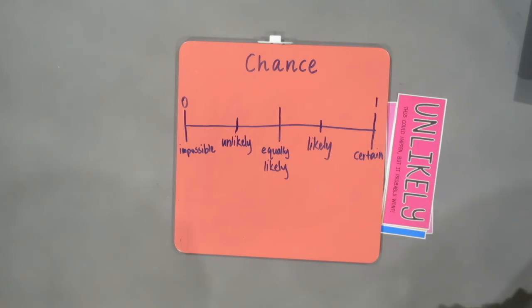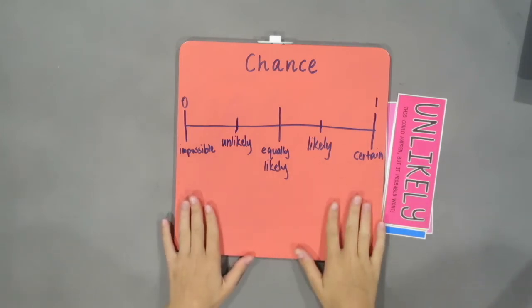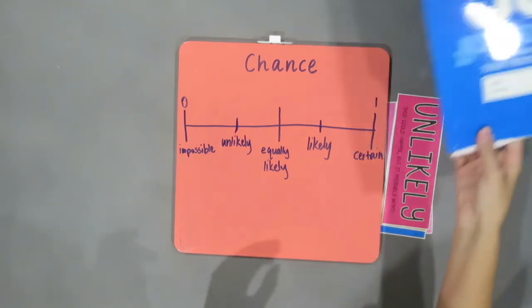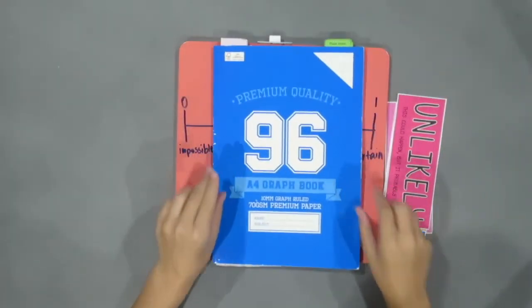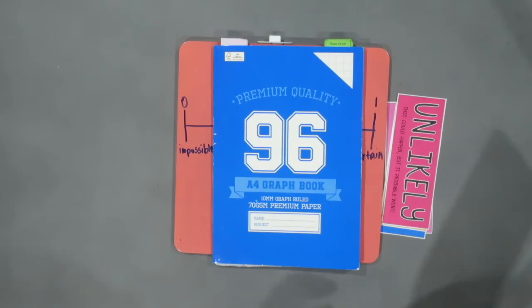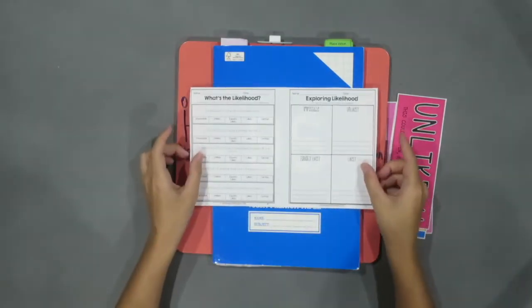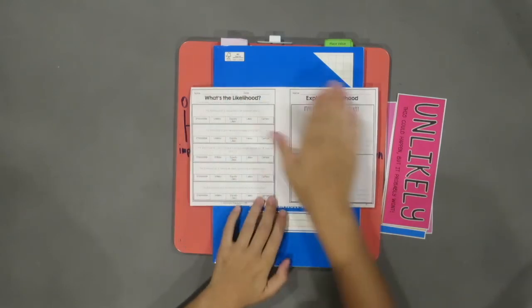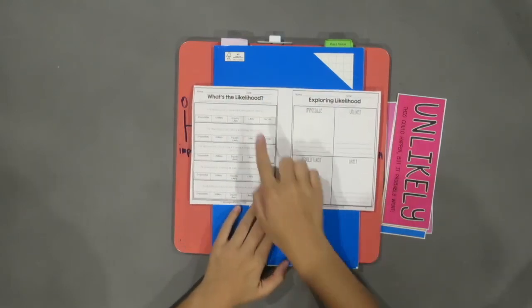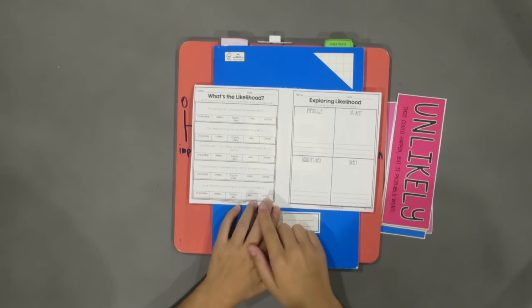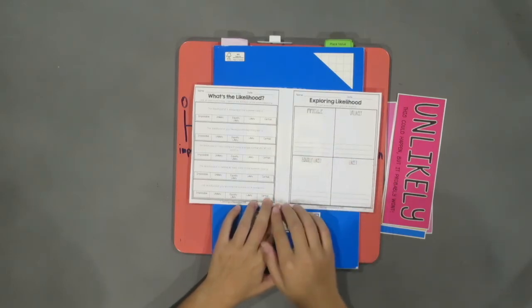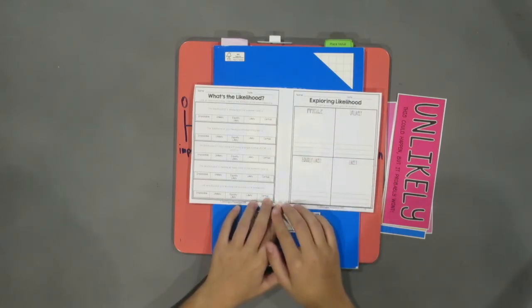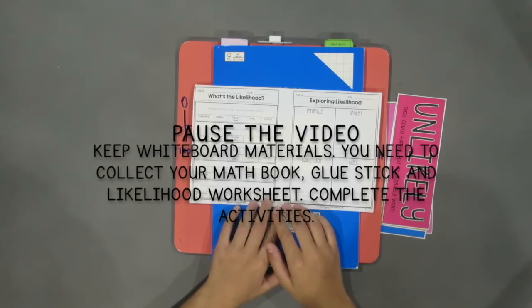Your job now, year 3, is to keep your whiteboard on your desk. You need to go and collect your maths book. And this is called a likelihood sheet. You are going to glue it in to your book, complete the activities, both sides, and then restart the video once you have completed that. Do that for me now.